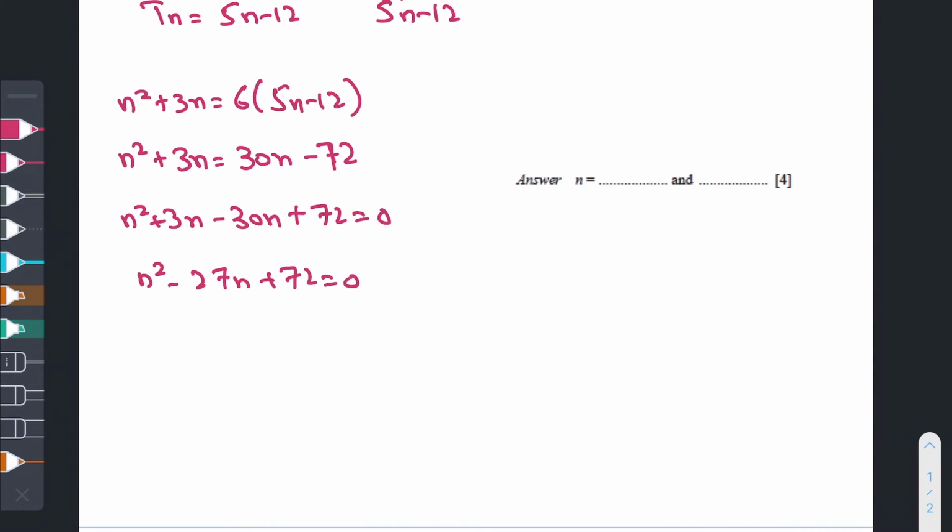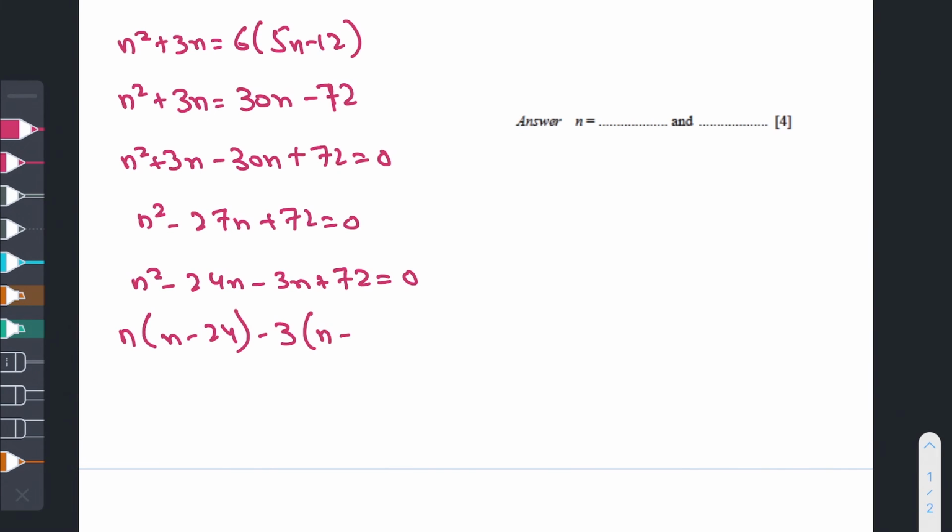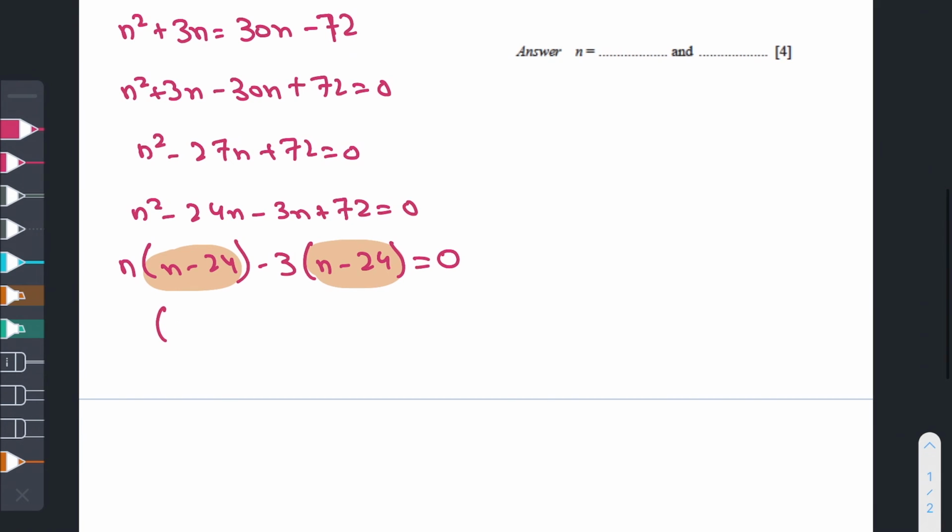Now when you have this, we can break the middle term. When you break the middle term, we need to make 27 from 72. So you do n squared minus 24n minus 3n plus 72 is equal to 0. n becomes common. n minus 24 becomes the first factor. Minus 3 times n minus 24 becomes the same factor as before. Now since these two factors are the same, your final answer becomes n minus 24 and n minus 3 equal to 0.